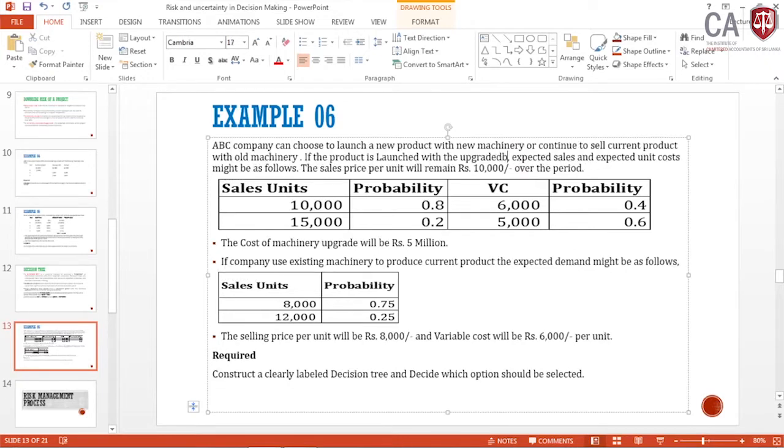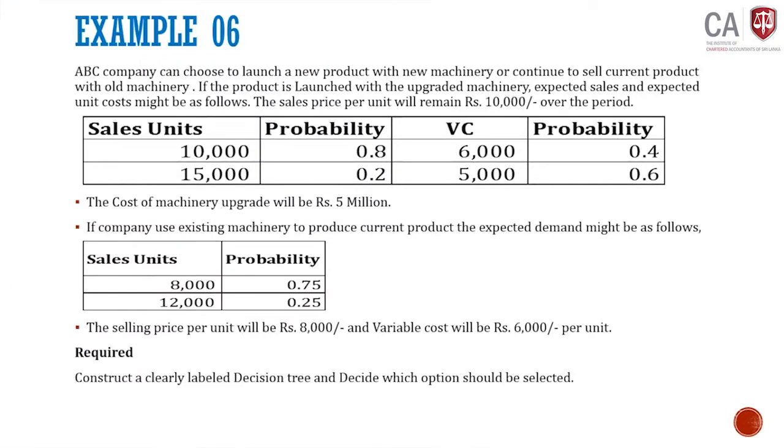Upgraded machinery. The cost will be 5 million. If the company uses existing machinery to produce the current product, the expected demand might be as follows. Demand will be 8,000 units with 75% probability, or 12,000 units with 25% probability. The selling price per unit will be rupees 8,000.